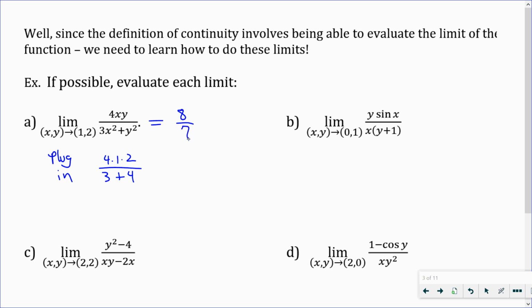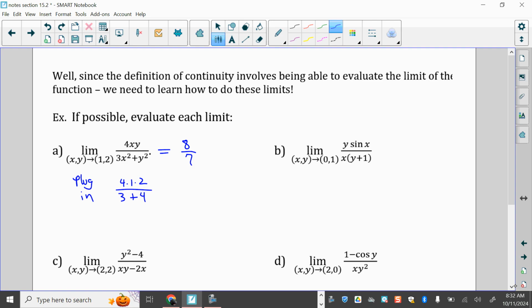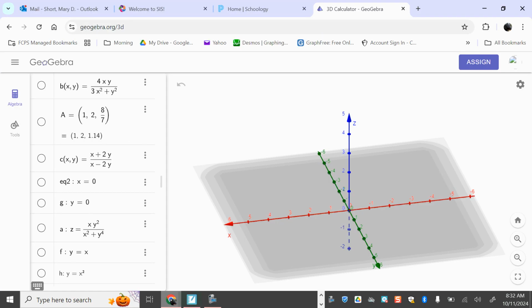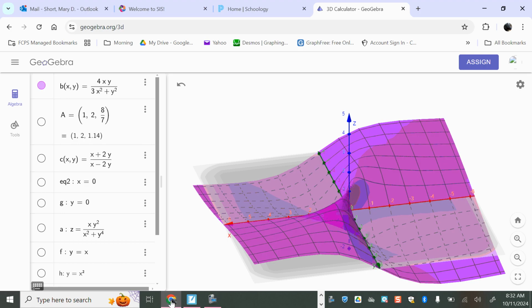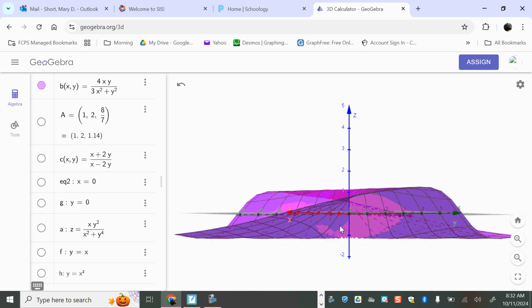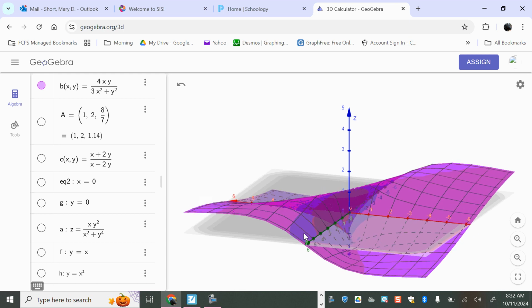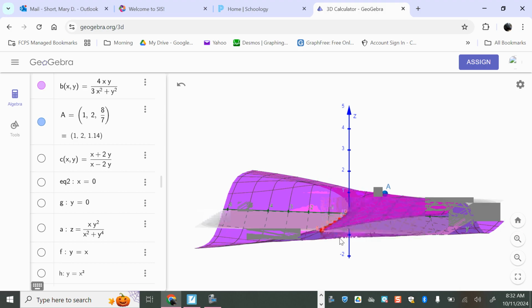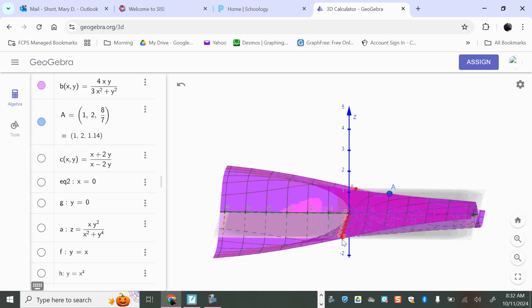Alright, so that 4xy over 3x squared plus y squared. Nobody expects you to know what that looks like, but if you were to inspect it, this is what that thing looks like. It's a little sheet, like a plane with some curves to it, right? Everybody good? So if I graph this point right here, you see that point, the limit is that because it's just sitting nice and pretty. It's just that place on the graph.